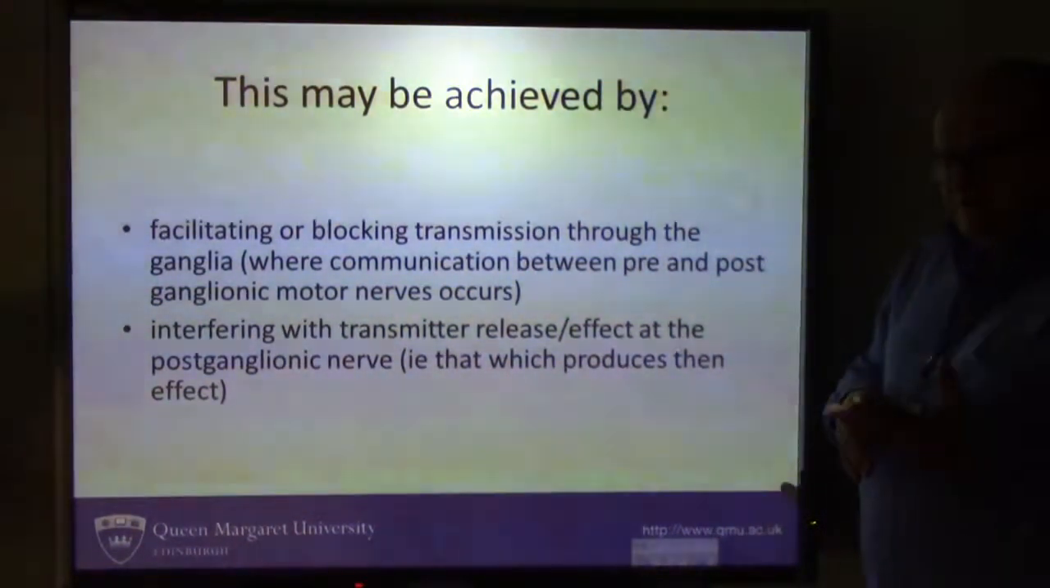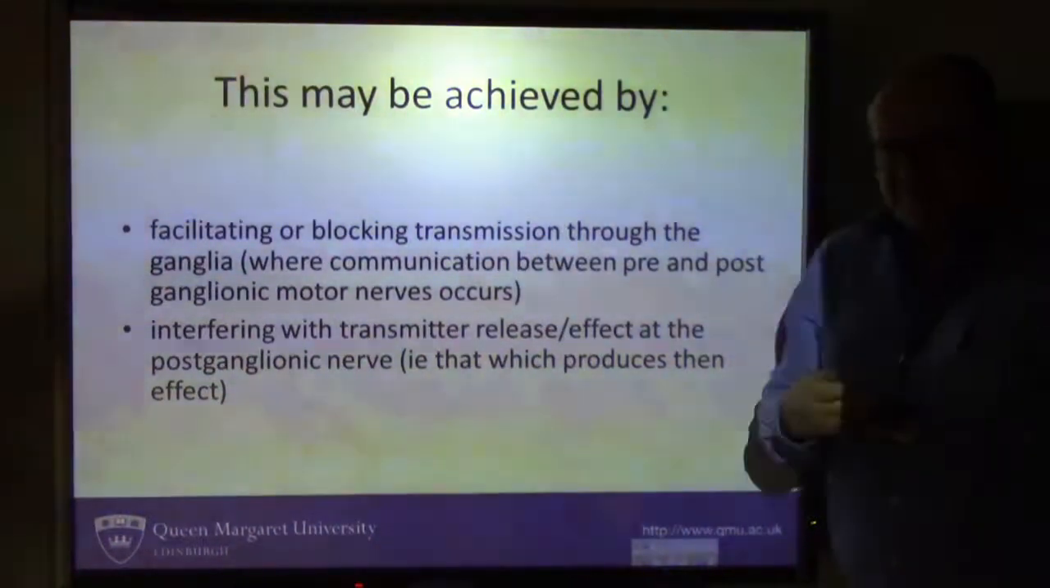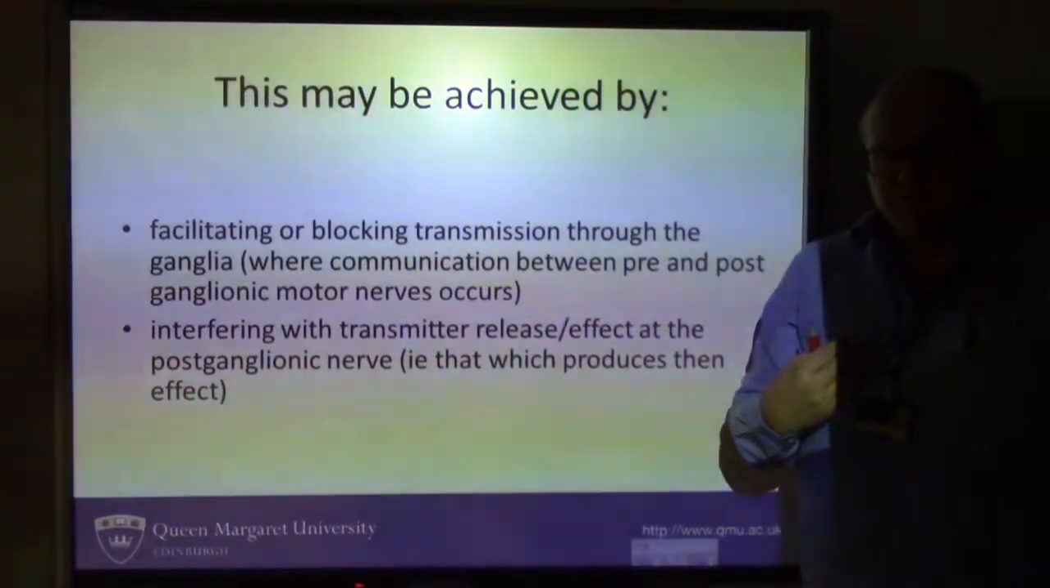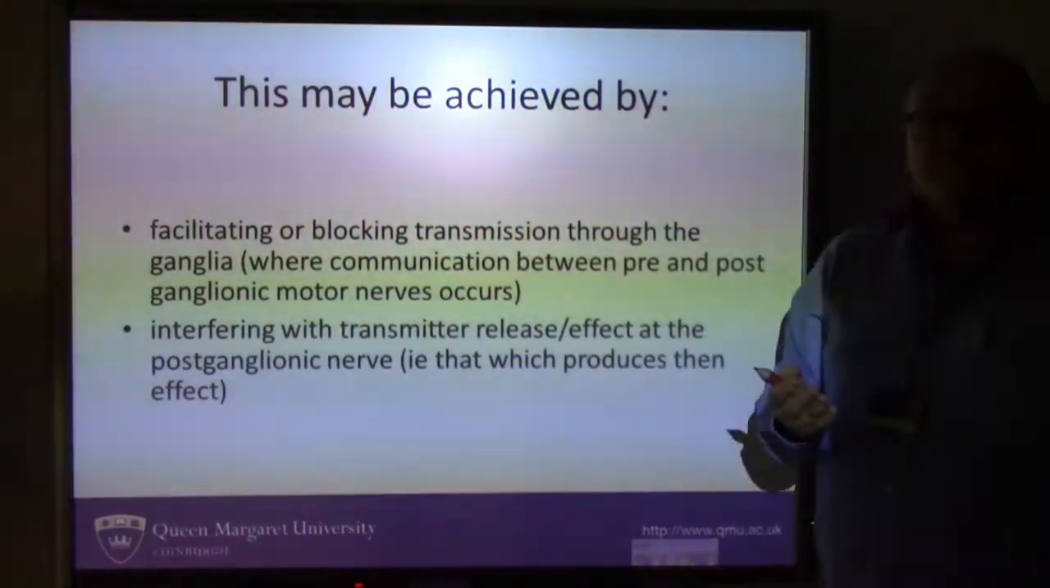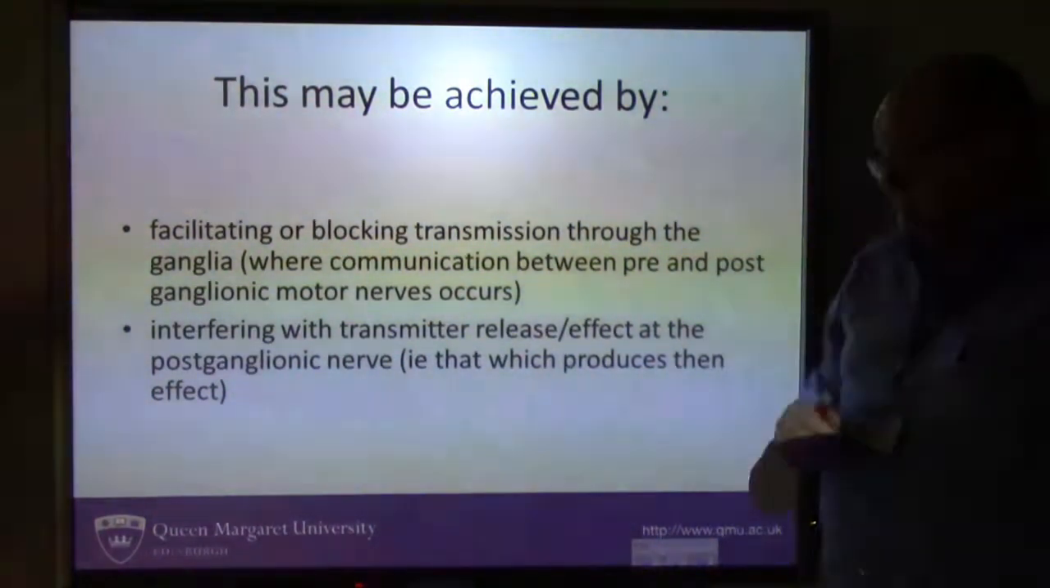So you've got this dual innervation. For example, you've got the heart that's being driven by the sympathetic and slowed by the parasympathetic. If you've got high blood pressure, then what can you do? You can either switch down the sympathetic or enhance the parasympathetic.